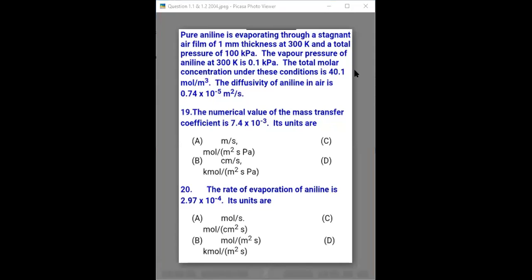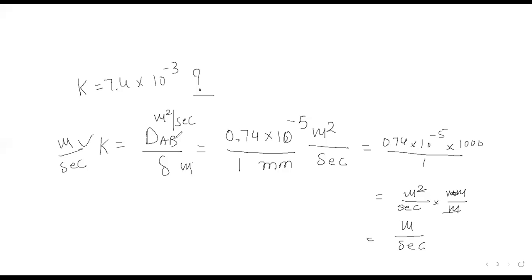Anyone having doubt within this example? How does this meter per second come? DAB unit is meter square per second. Thickness unit is mm, meter, or centimeter. Here meter, here also meter. Meter cancels out, so only meter per second remains. So the answer is 7.4 into 10 raised to minus 3 meter per second. So the unit of K is meter per second.